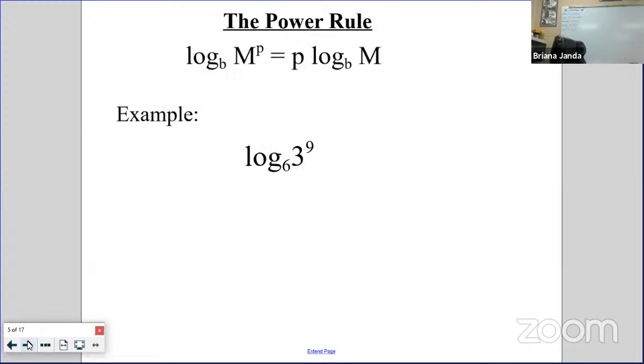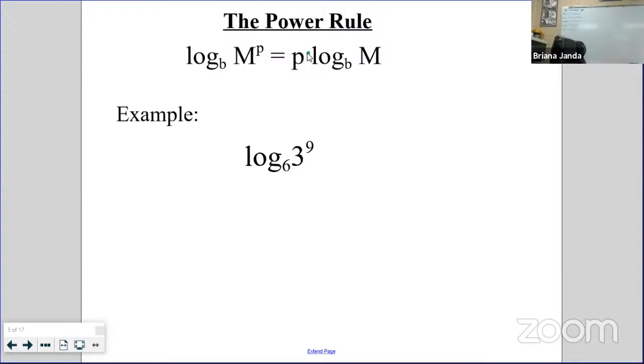Last rule, power rule. The power rule says if we have an exponent in our logarithm, that exponent gets to slide out front and become what's called a multiplicative scalar or a constant multiplier, some different math words that you would hear that described as. But it slides out front and it multiplies whatever we get from just doing log base b of m. A very basic example, again, would be to rewrite something like log base 6 of 3 to the 9th.